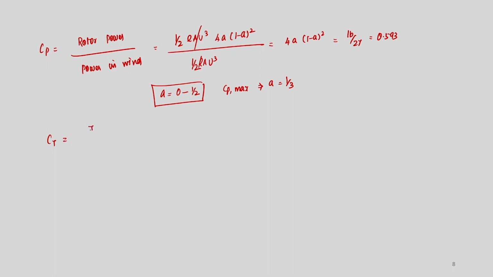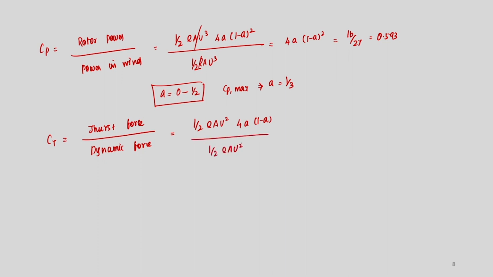Then we also derived thrust coefficient Ct, which is nothing but thrust force upon dynamic force. Which is nothing but half rho A u square 4A into (1 minus A) upon half rho A u square. So, this gets cancelled, it became 4A into (1 minus A). So, this became 8 upon 9, it is 0.89.